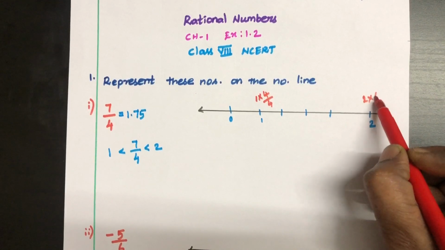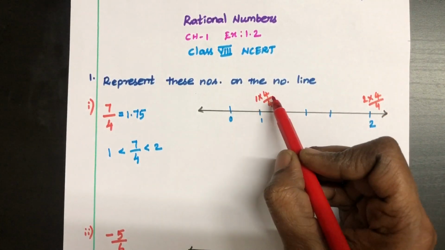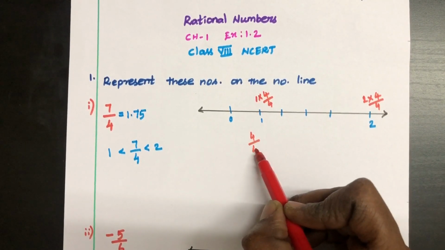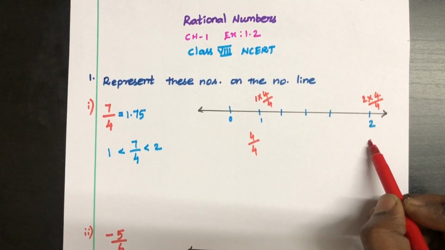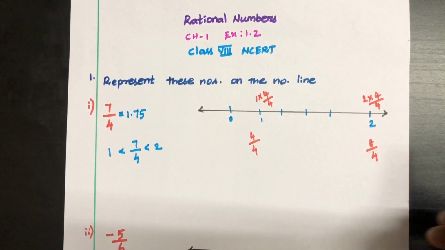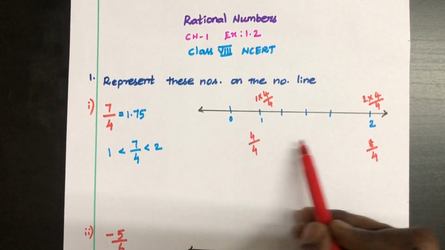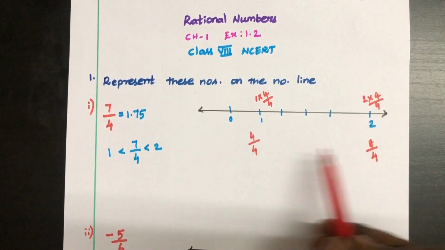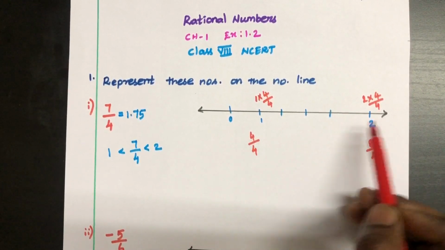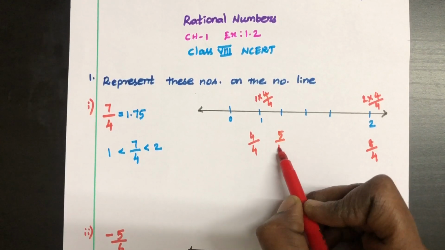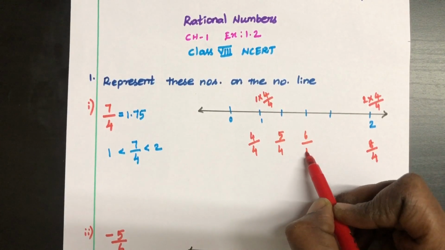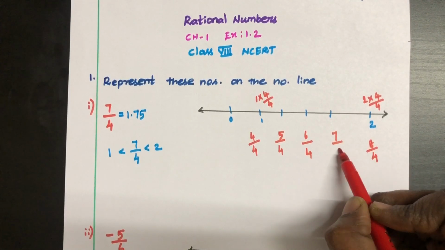2 into 4 by 4. 1 into 4 is 4 divided by 4. 2 into 4 is 8 divided by 4. Now you can give the other numbers in between these two, 4 by 4 and 8 by 4. Right side means increasing order, correct? So this is 5 by 4, 6 by 4, 7 by 4.